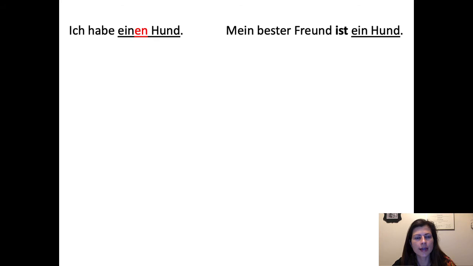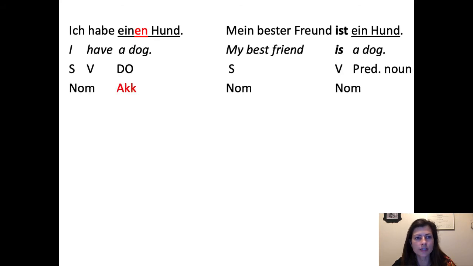So see, "einen Hund," that's in the accusative because it's a direct object. So you can see we have to have that ending, "einen Hund." It's the accusative. But the second one, "mein bester Freund ist ein Hund," doesn't have that ending because it's in the nominative. It's a predicate noun.